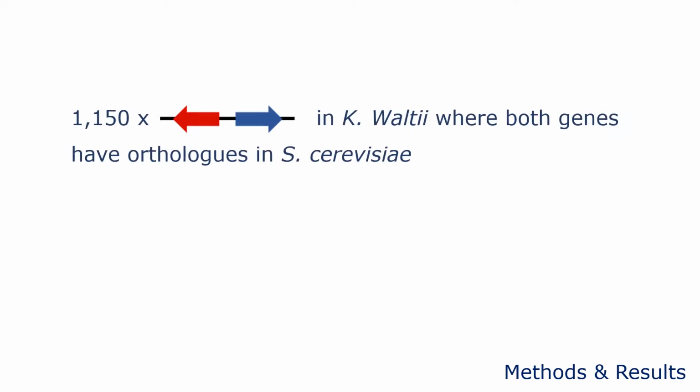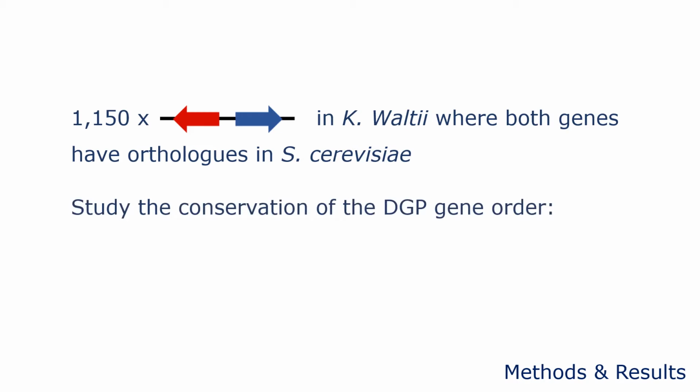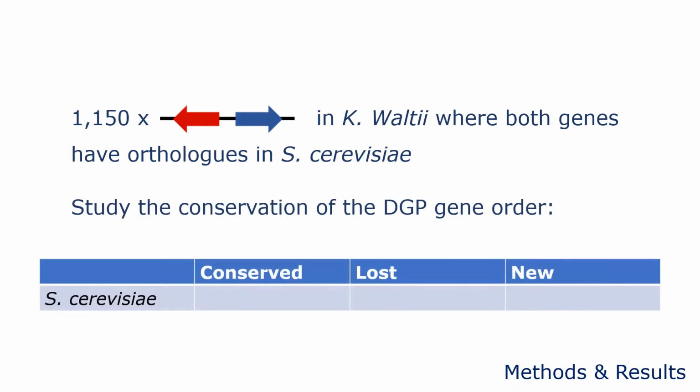The authors expect gene orders that enhance cell fitness to be more likely to be conserved, and vice versa. For every DGP in Clivoromyces, they bioinformatically determine whether the gene order has been conserved or lost during evolution in Saccharomyces. They find that the DGP structure seen in Clivoromyces is conserved in Saccharomyces in 454 cases, while 696 pairs are lost in evolution. They also find 700 new DGPs that were not present in Clivoromyces.